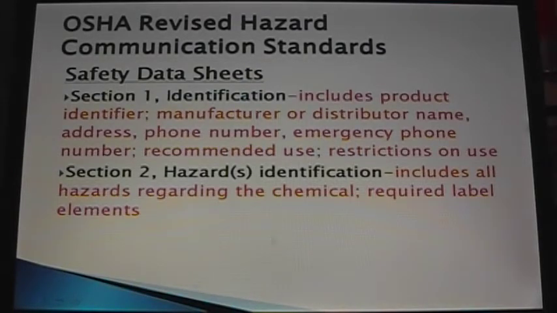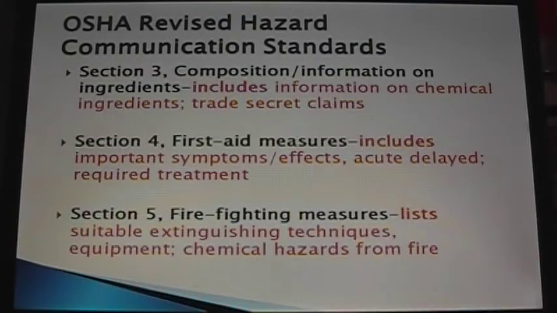We're going to talk about safety data sheets now. Section 1 is identification. That includes the product identifier, the manufacturer or distributor name, address, phone number, emergency phone number, recommended use and restrictions on use. Section 2, hazard identification, includes all hazards regarding the chemical and required label elements. Section 3, composition information on ingredients. This includes information on chemical ingredients, even trade secret claims.